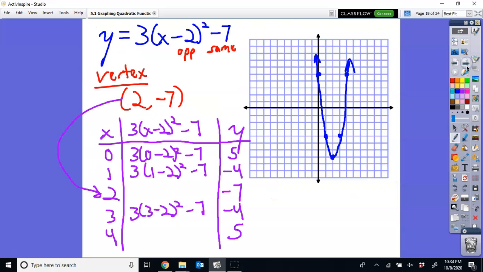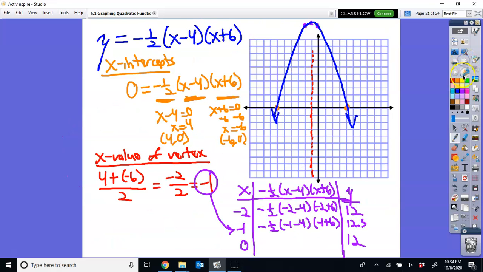In vertex form, the opposite of this number, the same as this number, is the vertex. We put it in the middle, because it's in the middle of the graph. We pick some numbers that are smaller than 2 and bigger than 2 by counting, plug them in, get the points, and plot them and connect. The same thing applies to this intercept form. The only thing that's different is the intercepts, I have to do a little bit more work to find them because it's where the function equals 0. So I have to set it equal to 0, set it equal to 0, and those are my intercepts.